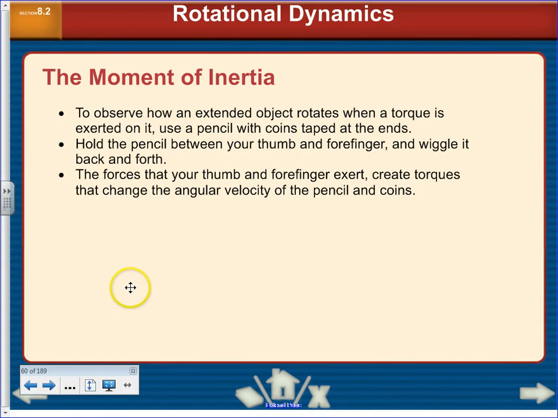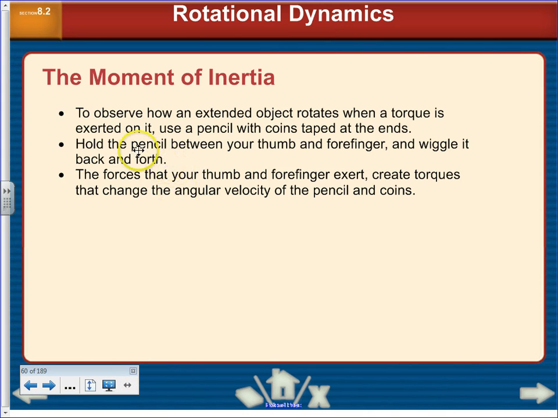Okay, here we are. This is probably the last physics video for the semester. We want to look at the second half of 8.2. We're going to look at moment of inertia. Inertia is the resistance of rotation or resistance of movement of any type, and we're talking about rotational dynamics.